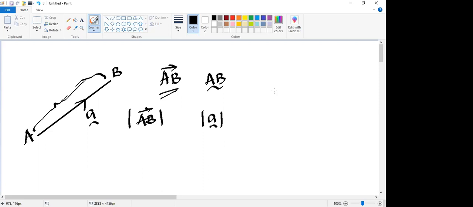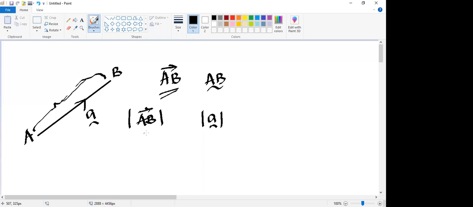Sometimes we use the word magnitude or modulus. Sometimes we use modulus for that, but it is that length. For vectors, the common word is the magnitude, and it is that length that we are looking at in this case. What else can we say?